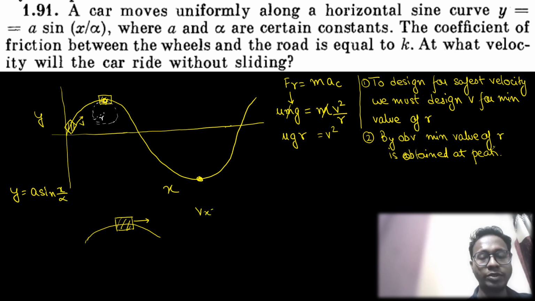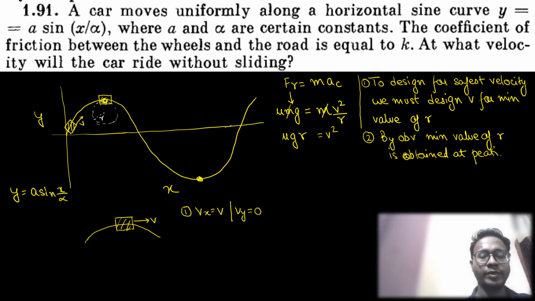Vx is equal to v. Why? Because at the topmost point there is no y component of velocity. At the topmost point it will only travel in the x direction. The velocity vector would be parallel to the x component. And what is vy? Vy is equal to 0.